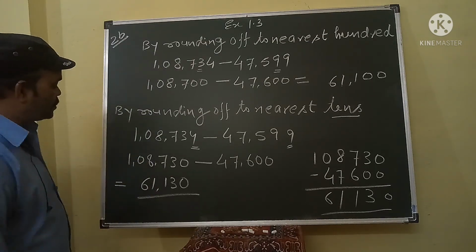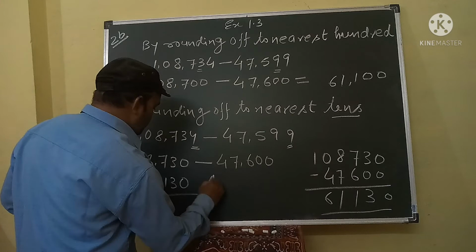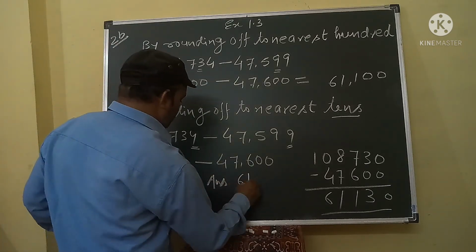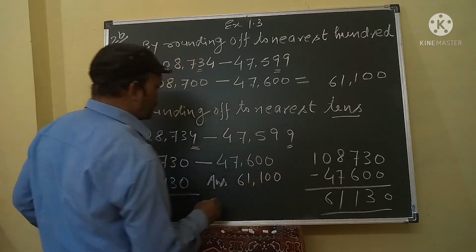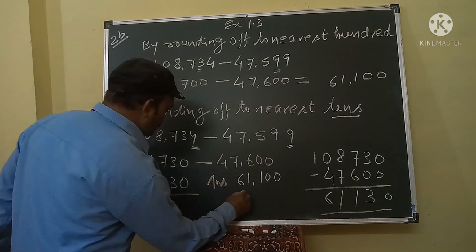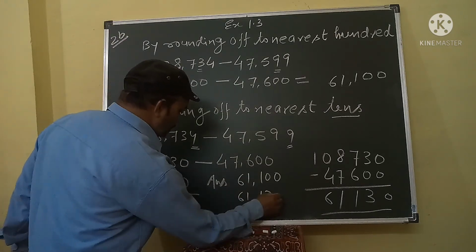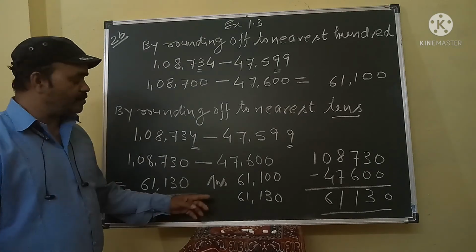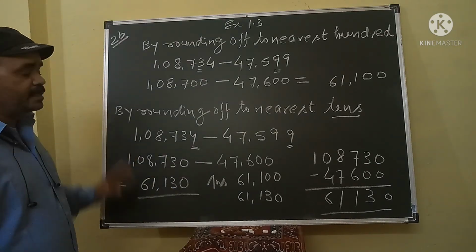For the second question, 2b, your required answer for the first part is 61,100 and the required answer of the second part will be 61,130. Okay, this is your required answer of 2b.